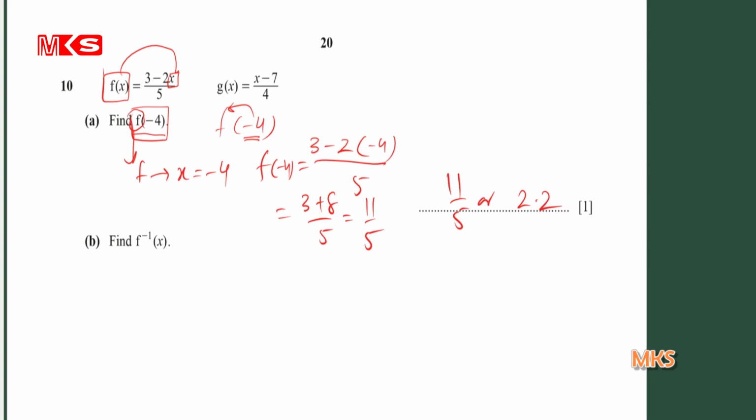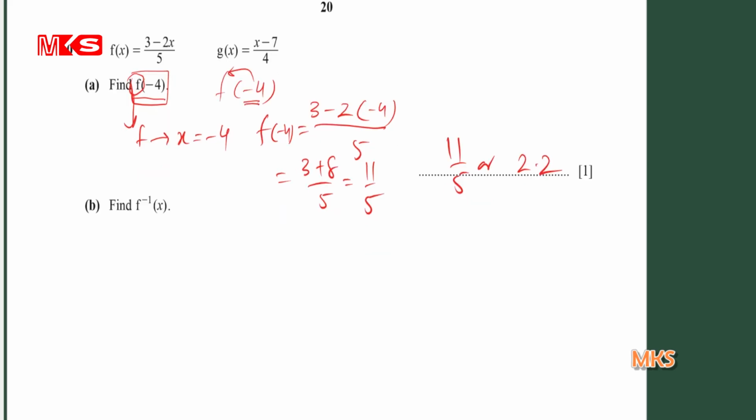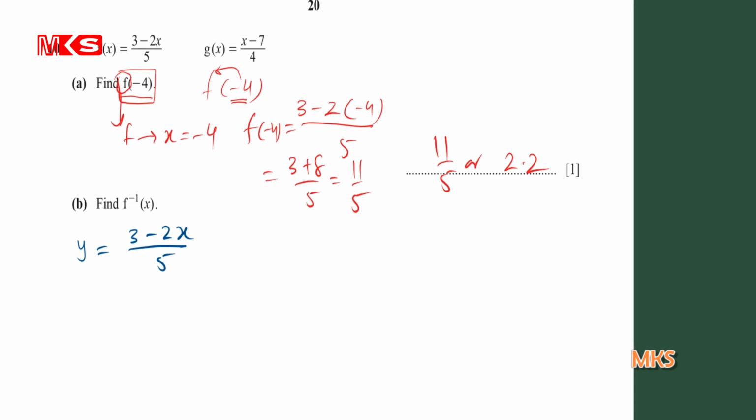Second is find f inverse x. F inverse x के लिए there are 3 steps. The first step is put the function equal to y, means y is equal to 3 minus 2x over 5. So the first step is put the function equal to y. The second step is make x the subject.